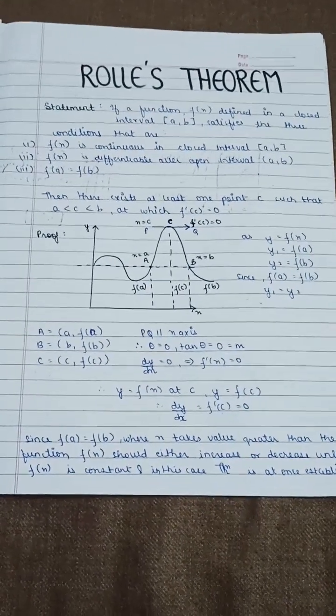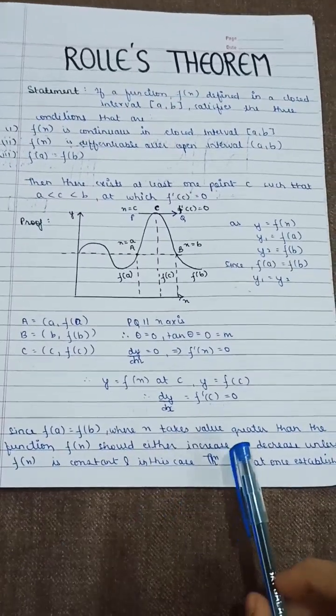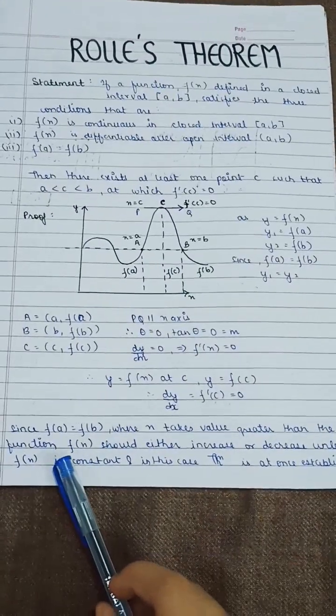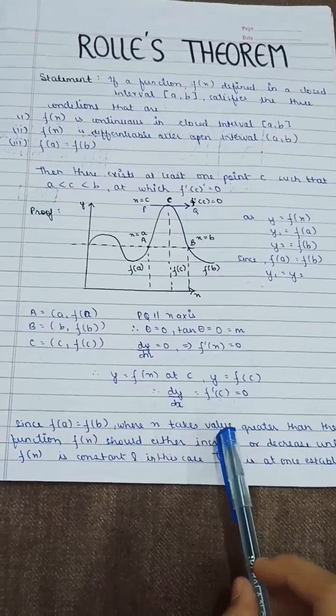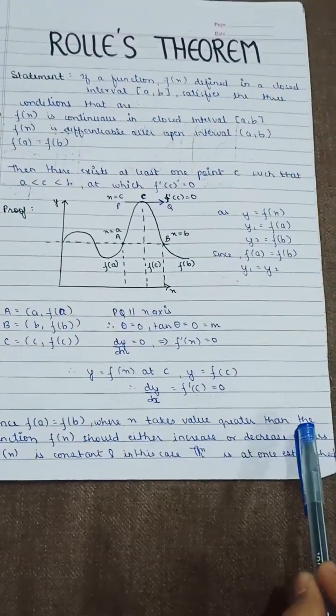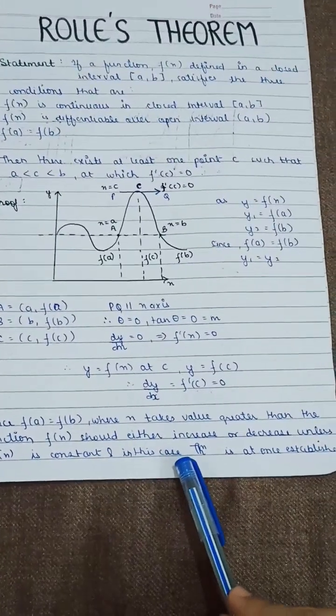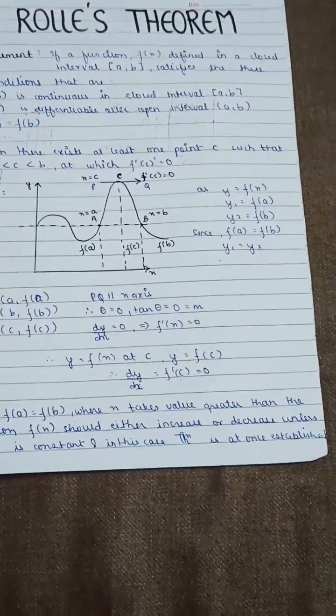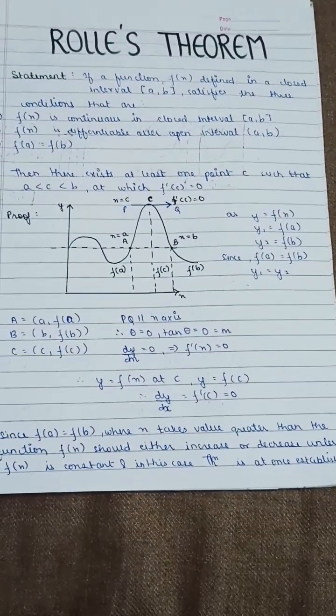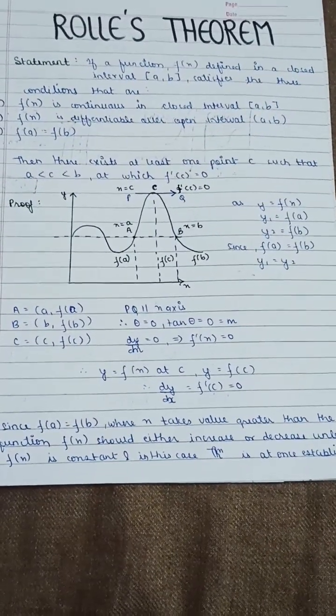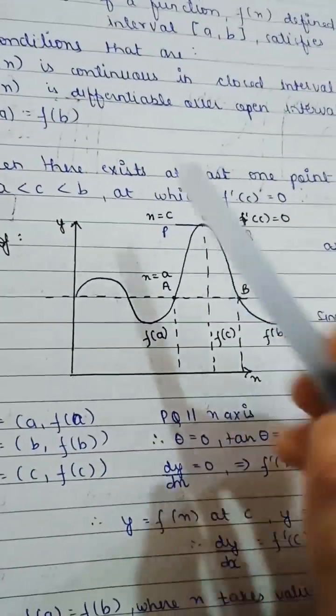Now since f(a) equals f(b), where x takes a value greater than a, the function f(x) should either increase or decrease unless f(x) is constant, and in this case the theorem is at once established. Now let us move towards the graph for a better understanding.